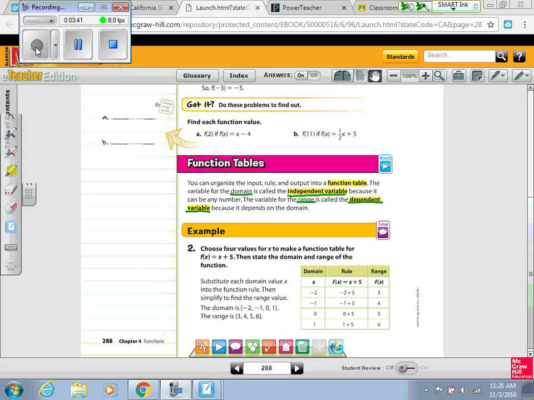For number 2, we have f of x is equal to x plus 5. And we're going to make a table, a function table, to be able to figure out what the range is given a domain right here. So we plug those numbers into the rule, and we get these outputs. Okay? So then we have our domain and our range. Our domain is our x values, and our range are our y values.